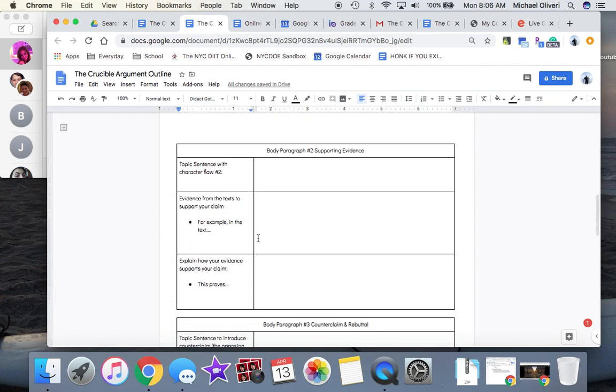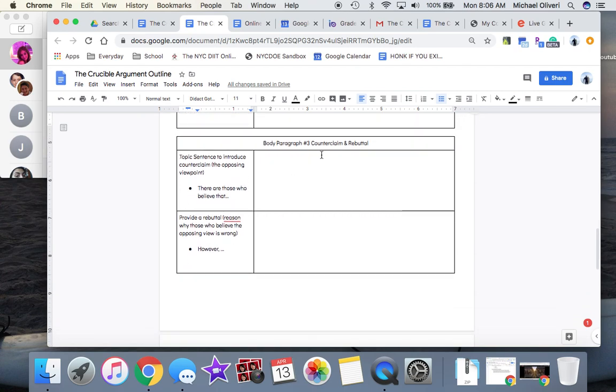Body paragraph two is going to look very, very similar. Topic sentence with character flaw number two, evidence, explain. Note these transition phrases. You don't just want to throw in quotes, okay? And then always bring it back to how this supports your claim. This proves, this supports, this illustrates, and so on.